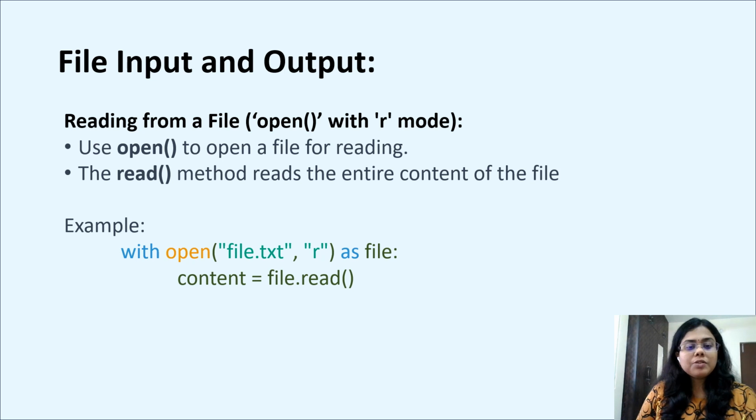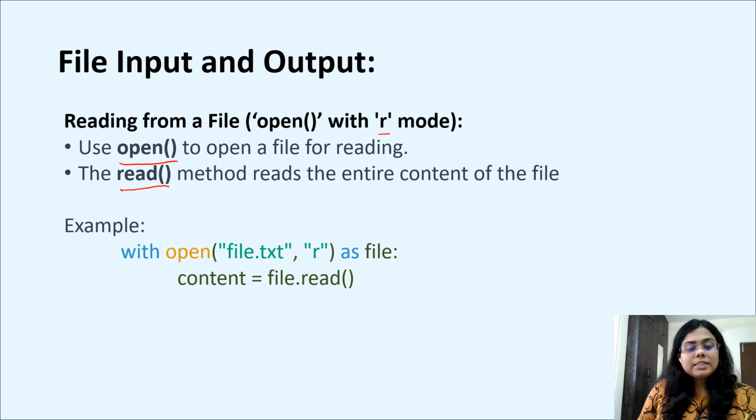First, let us see how we can read from the file. We use the function open to first open the file for reading, and then we use the read method that allows us to see what are all the contents in the file. So when we give it in R mode, it means it is in the read mode. So this is how we read from a file using the Python program.